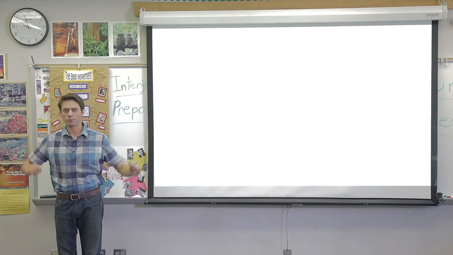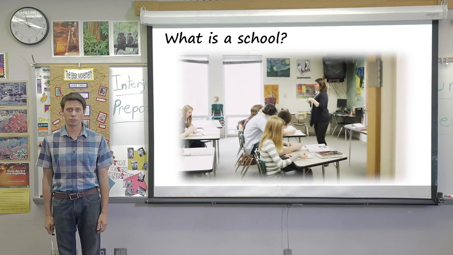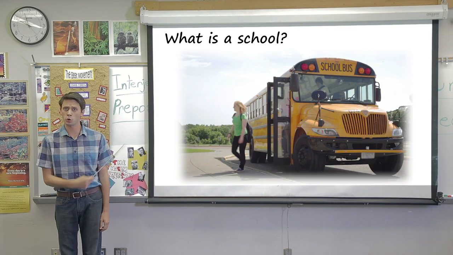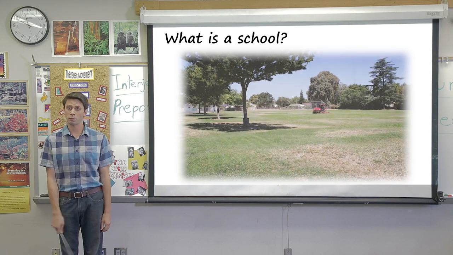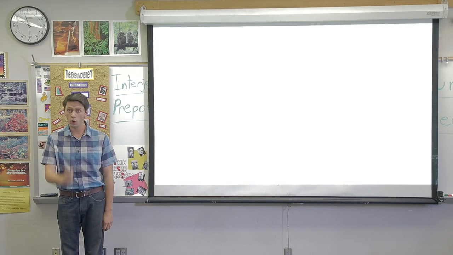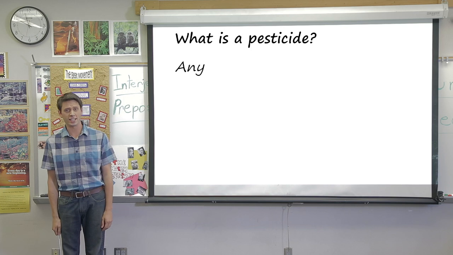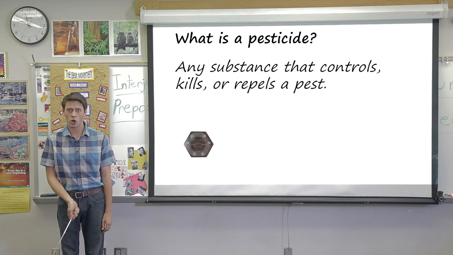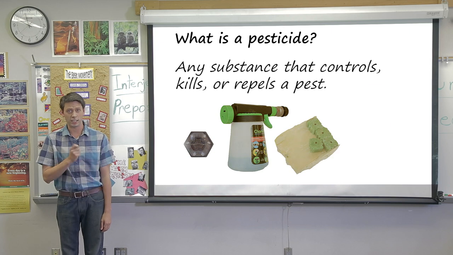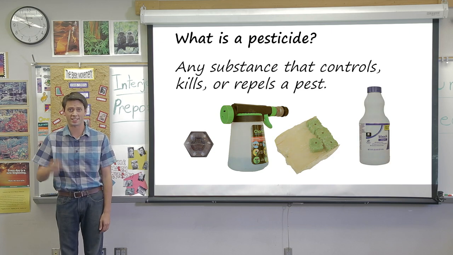So class, what is a school? It's a school and everything associated with it. School bus, playground, kitchen, athletic fields. Private schools, you're exempt. What is a pesticide? Any substance that controls, kills, or repels a pest. Insecticides, herbicides, rodenticides, even disinfectants, they're all pesticides.